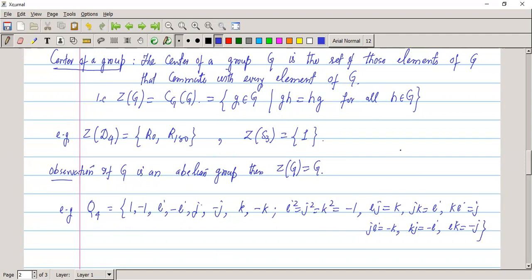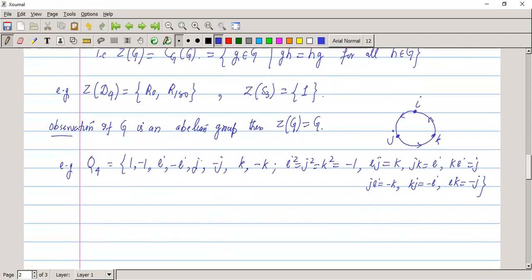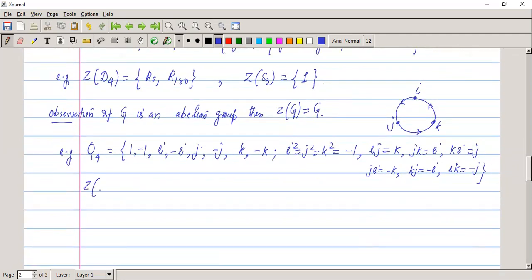So in fact, these things can be remembered by writing them on a circle. So let's write i here, let's write j here, and let's write k here. Then i into j will be equal to k, j into k is equal to i, and k into i is equal to j. And similarly, when we take the product in the reverse order, that is j into i, that's minus k, and so on. This is the group of quaternions, and the center of Q4 is the elements 1 and minus 1.